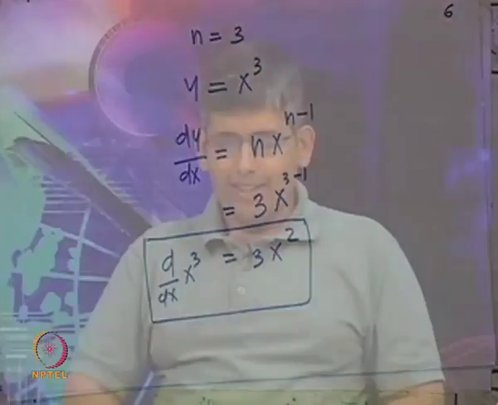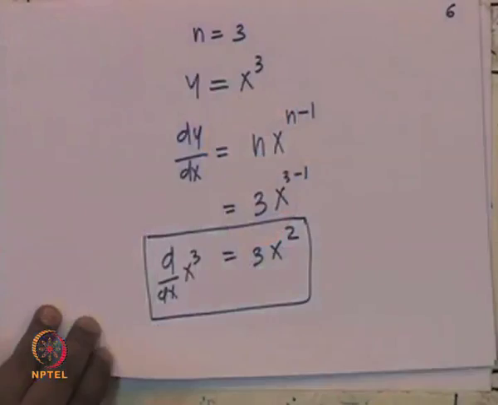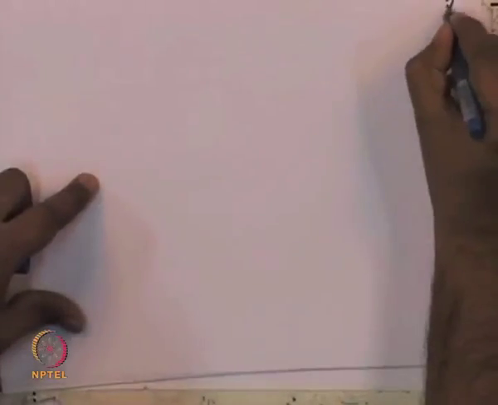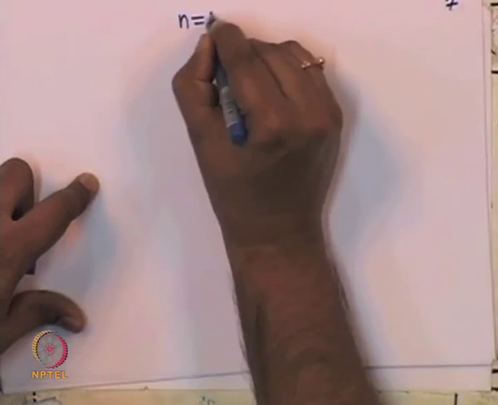Once we understand this rule, we can use it in many different places and learn derivatives of many other functions, because as we know, many functions are combinations of x, x square, x cube, etc. Now, according to this rule, let us also see what happens when n equal to 0.